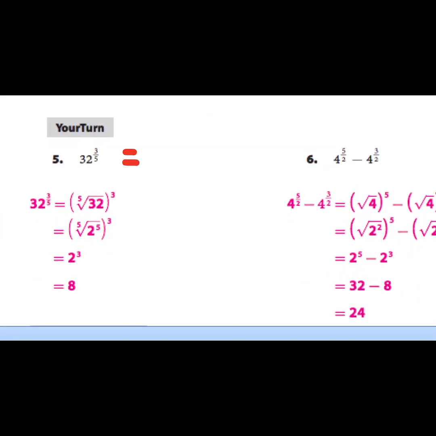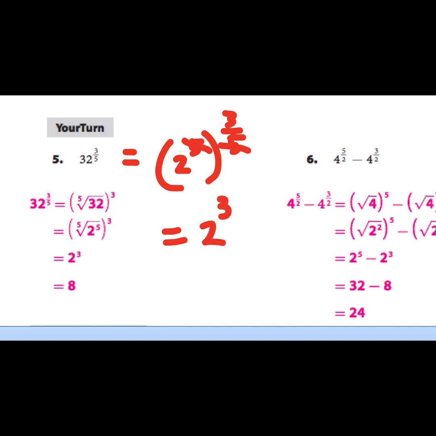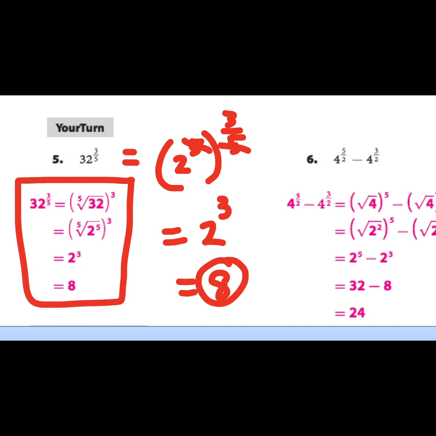Again, this depends on what method you prefer. You don't always have to do both methods; use whichever you prefer. For me, I prefer the exponent one. I told you that before. So I'm going to rewrite the 32 as 2 to the 5th power, and then we have 3 over 5 as the power. The 5's cancel out here, and we have 2 to the 3rd, which gives us 8 as an answer. If you prefer to see the radical method, I think this is the way that you work it out. So you can take a look at that.